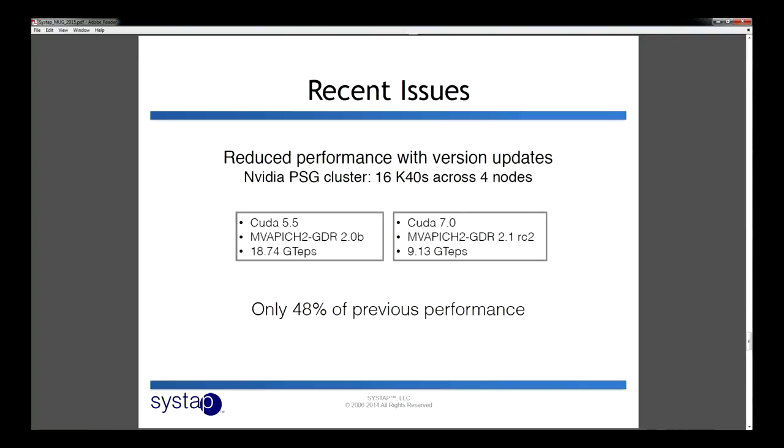And when we switched to using CUDA 7 and MVAPICH-GDR 2.1 RC2 with the current version of the CUDA driver, our performance dropped to 9.13 GTEPS with the same configuration. So we're only seeing 48% of the previous performance, and I'm still hoping that the guys here will be able to help figure it out.